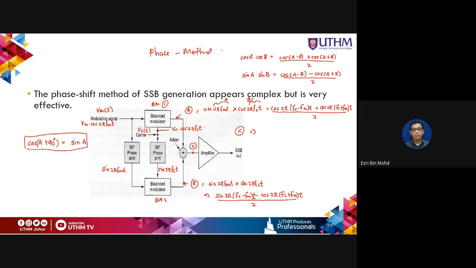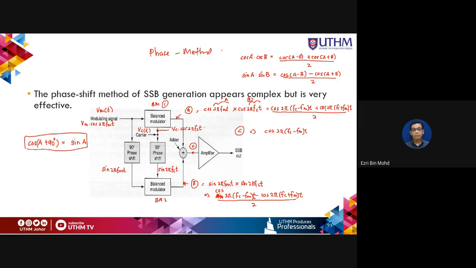Here it is the same. This sine is cos, right? So cos 2π(FC − FM). This one also, cos 2π(FC − FM), becomes cos 2π(FC − FM)T. It is the same, because half cos 2π(FC − FM)T plus half cos 2π(FC − FM)T becomes cos 2π(FC − FM).